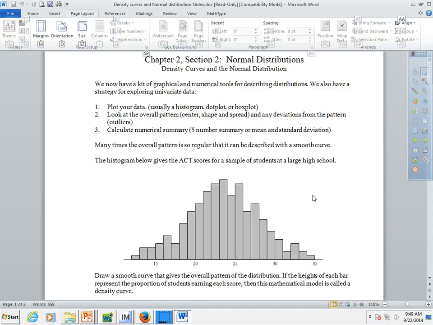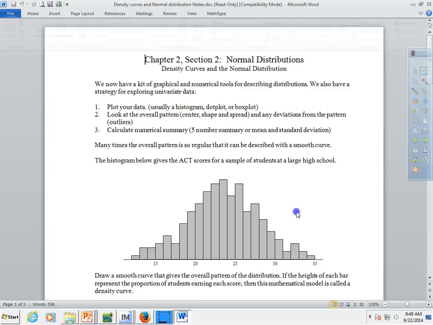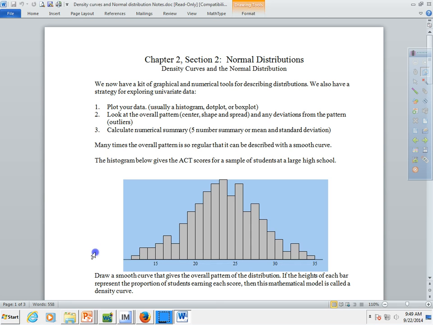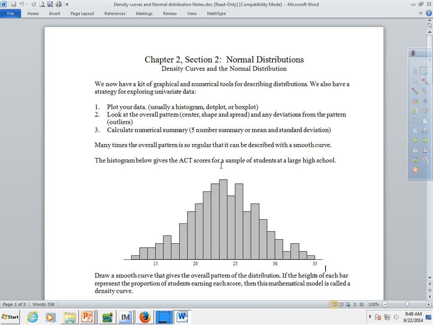Tonight we're going to talk about density curves a little bit more, but in particular about a specific type of density curve that we're going to carry through all the way out until May. So it's hugely important, this idea of what's called a normal distribution. For the last set of notes, we talked a lot about density curves.